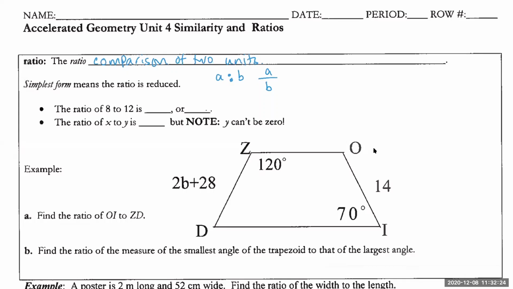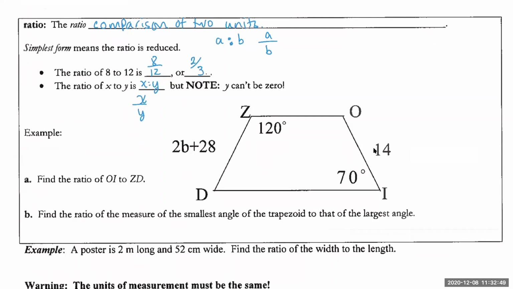Okay, so for example, the ratio of 8 to 12 is written as 8 over 12. I'd like you to reduce all your ratios so that it is in reduced, simplified fraction form. So in this case, 2/3. The ratio of x to y, again, can either be written as x to y like that or x over y.